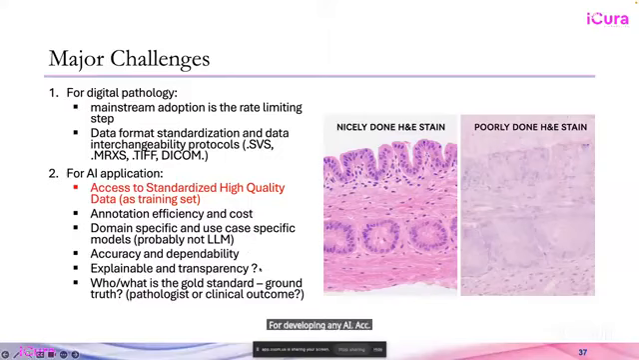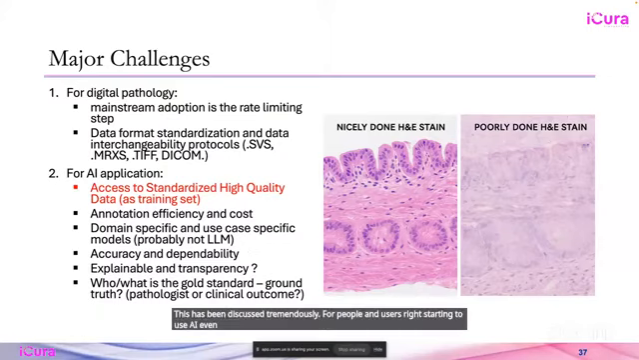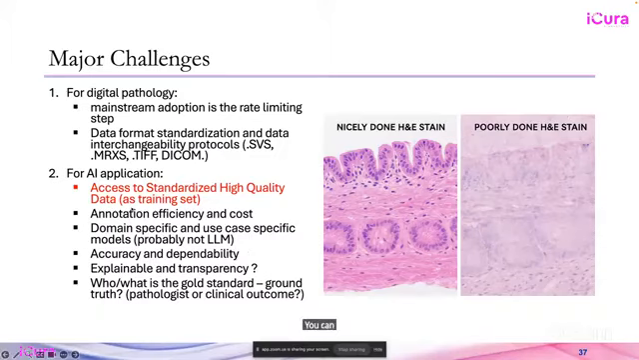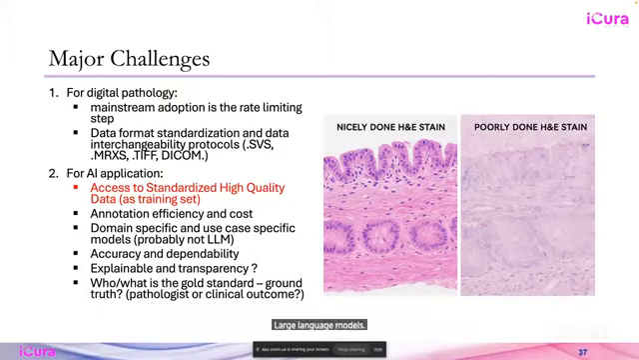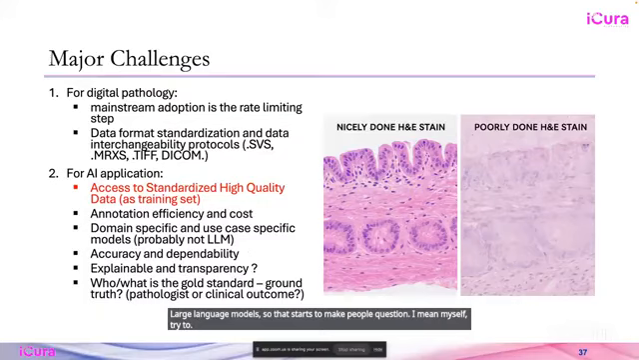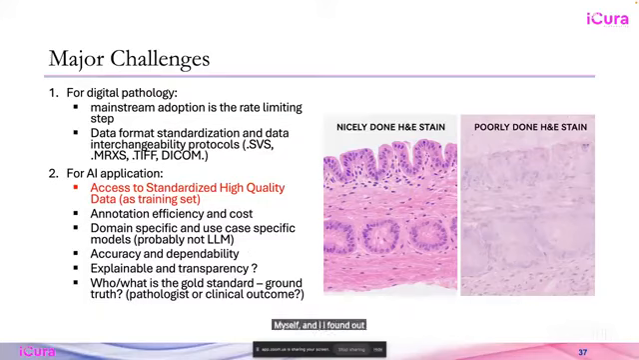Accuracy and dependability, this has been discussed tremendously among users, right? People are starting to use AI, even people using, let's say, ChatGPT or DeepSeek or Gemini, and you can get different results for the same question, even a mathematical question, from two different large language models. So that starts to make people question. I tried them myself, and I found there are a lot of concerns about accuracy and dependability.